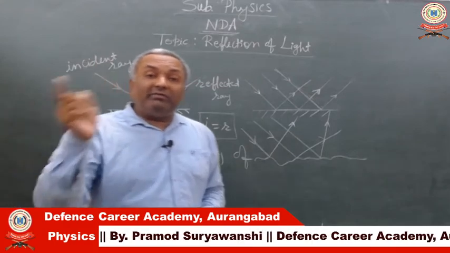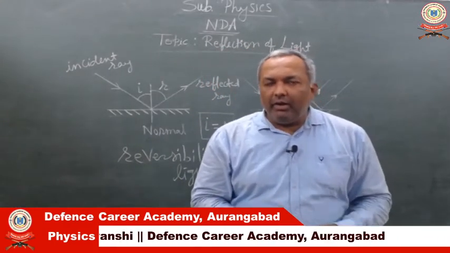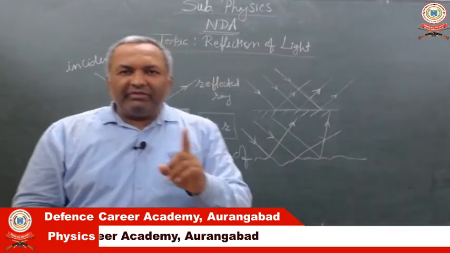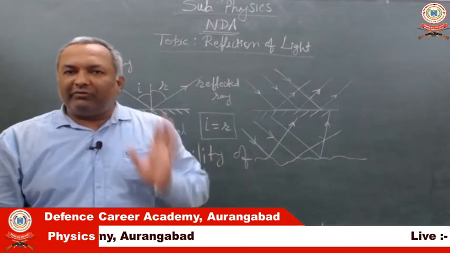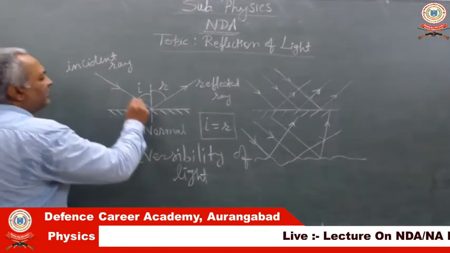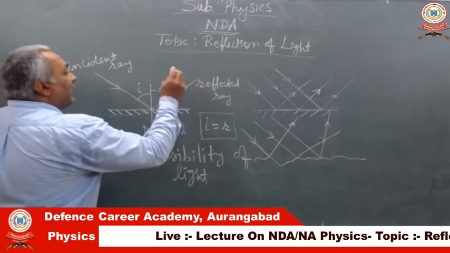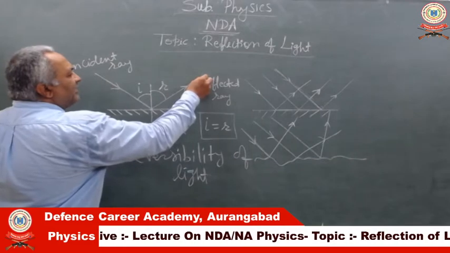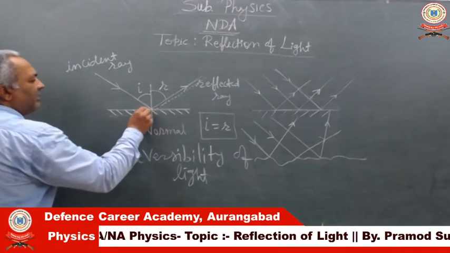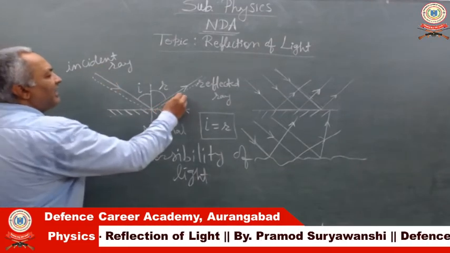Now, this principle says that in any given situation of reflection or refraction, if we reverse the direction of travel of any ray of light, it will retrace the same path in exactly the opposite direction. Which means, let's take the example of this diagram. This is the incident ray, this is the normal, this is the reflected ray. Suppose, instead of this, there is an incident ray coming in this direction at the same angle, then it will get reflected along the same path and at the same angle.